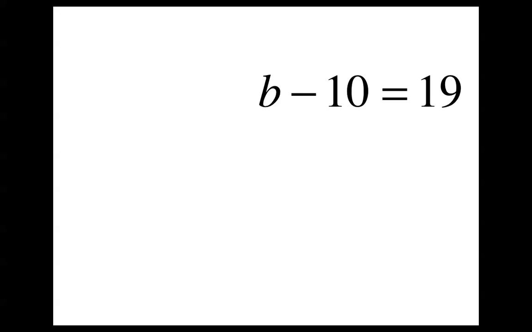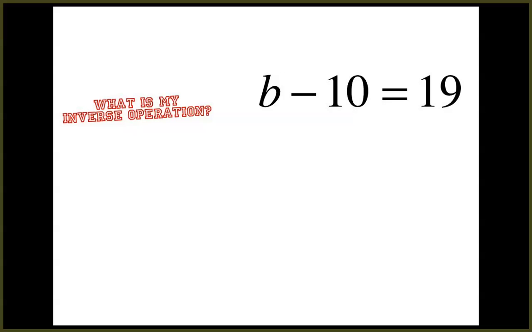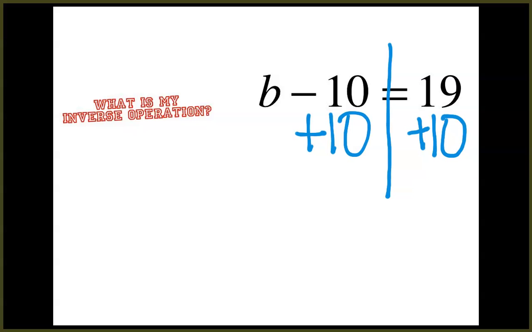Alright, if you've got b minus 10 equals 19, what am I going to do? I've got to figure out what my inverse operation is. Well, this is b minus 10. So my inverse operation is going to be plus 10, right? Because minus 10 and plus 10 cancel each other out. But I'm going to draw a line here to show that I added 10 to the left, and I need to balance that out by adding 10 to the right. So what do I get on the right?